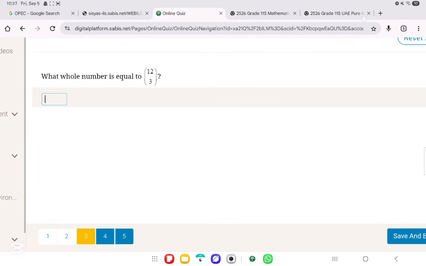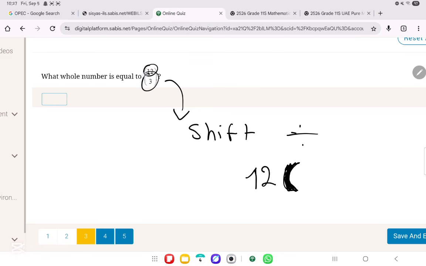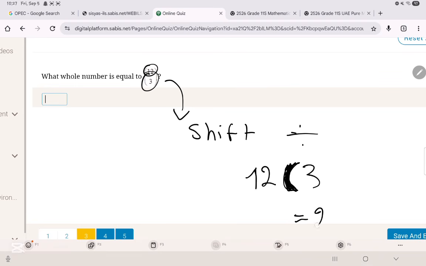What whole number is equal to 12 combination 3? Now, of course, if you want to save time, you can do it on the calculator. How do you do it on the calculator? You will do shift division. When you do shift division, you will get a thick C. You put the number on top before it and the number on the bottom after it. So if you do 12 combination 3, you will get an answer of 220.